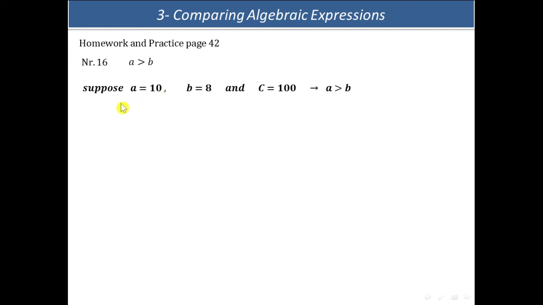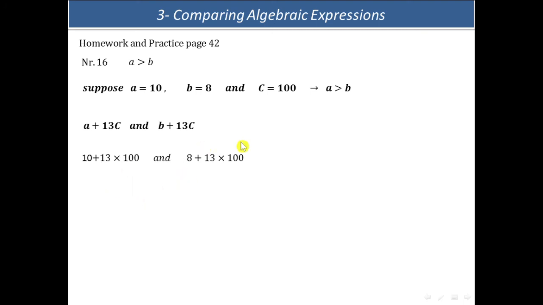Okay, so again, suppose A equal 10, B equal 8, and C equal 100. You can take C as 1 or 2 or 0, any number, because at the end I shall add it to both sides to see if I can get to my conclusions. But important is that A and B are submitting to this condition: A is bigger than B. So now we have this expression: A plus 13C, B plus 13C. Does something change? I don't think so. Still A is bigger than B, because 13C is the same on both sides, so it has no effect.